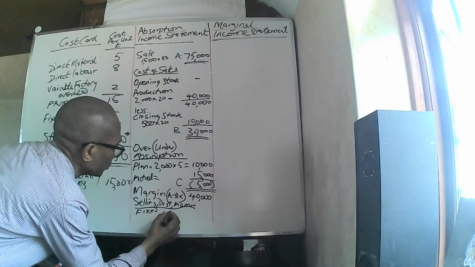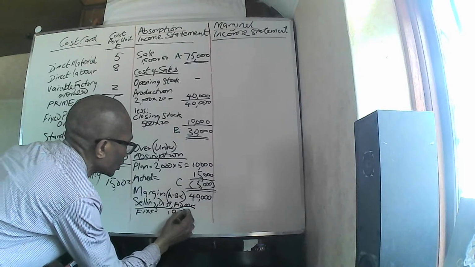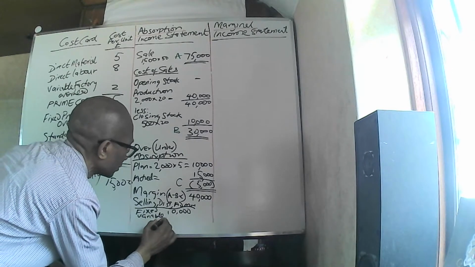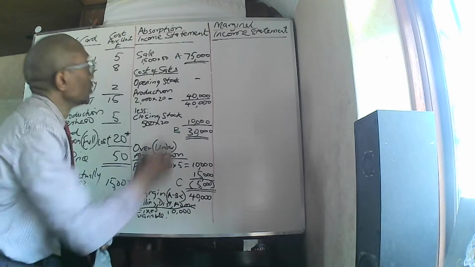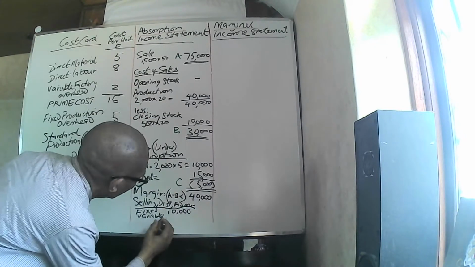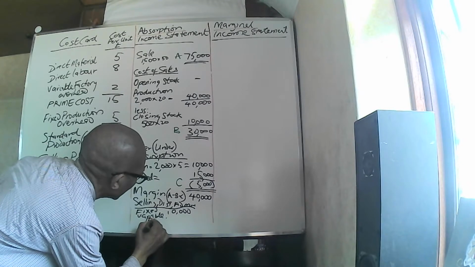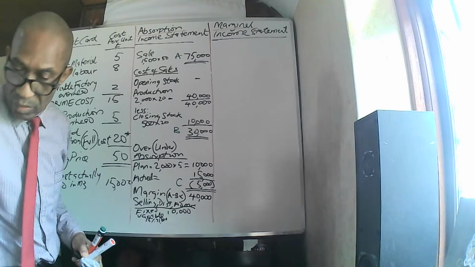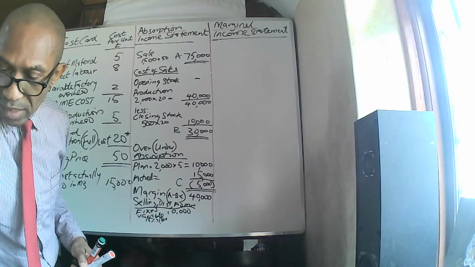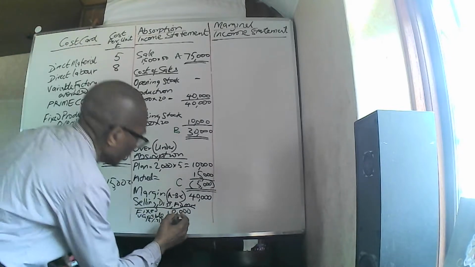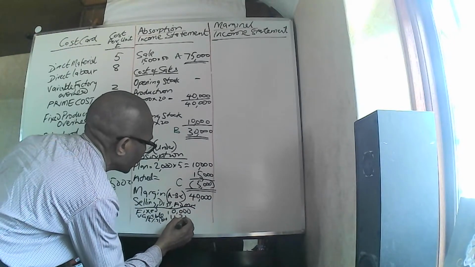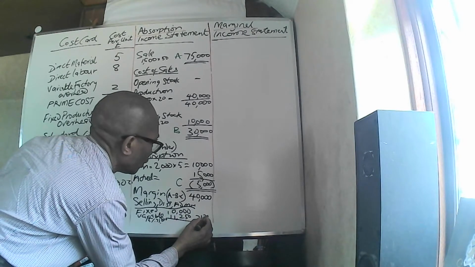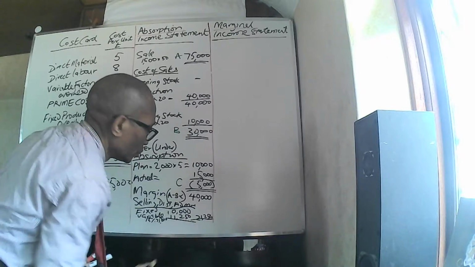The same 10,000. Variable is 15% of turnover, they told us, which is 15% of 75, which equals, 75 times 0.15, 11,250. Altogether, we get about 21,250.